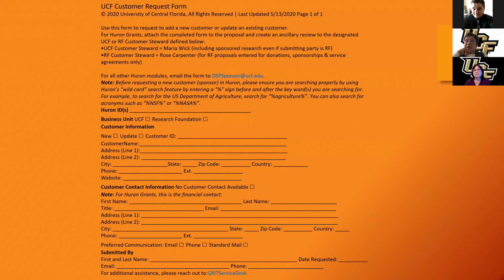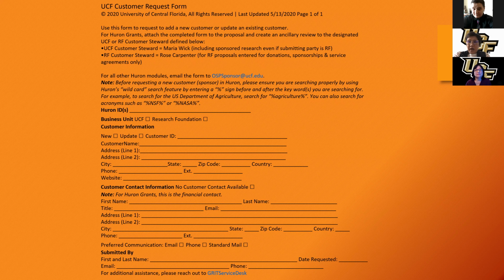Now, on the form, we need to have the Huron ID number, which is the funding proposal. It could be the research agreement number, or it could be the study IRB. Now, we need a customer name, which is the legal name of the sponsor. We need the address, city, state, zip code, and if the sponsor or the customer is a foreign one, we need a country. A phone number must be provided as well, and also the website if it is available.